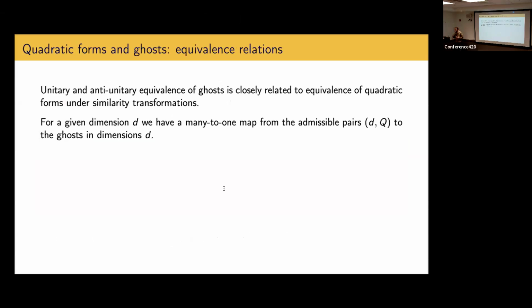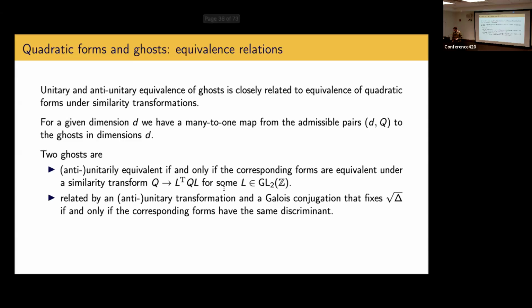Okay, so I had mentioned this idea of equivalence relations between these objects. So we can study unitary and anti-unitary. Anti-unitary just means we apply a unitary and we also complex conjugate in the standard basis. So there's equivalence relations between these ghosts, and it's closely related to equivalence under similarity transforms of the defining quadratic forms for these pairs. In general, we have a many-to-one map from the set of admissible pairs to the set of ghosts in dimension D. And we can say something quite concrete about this.